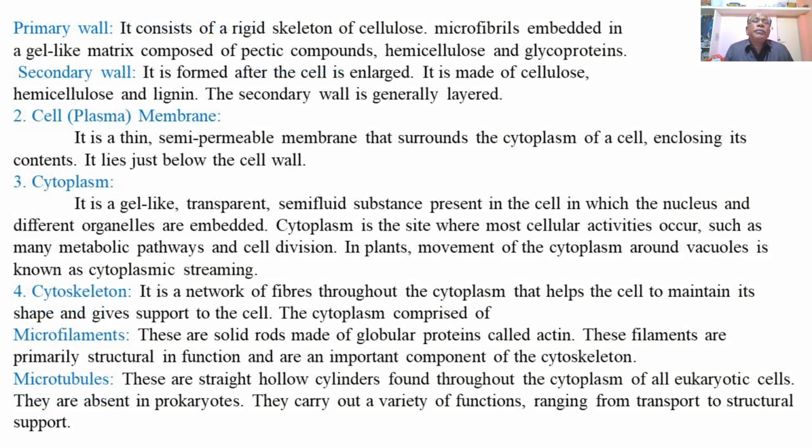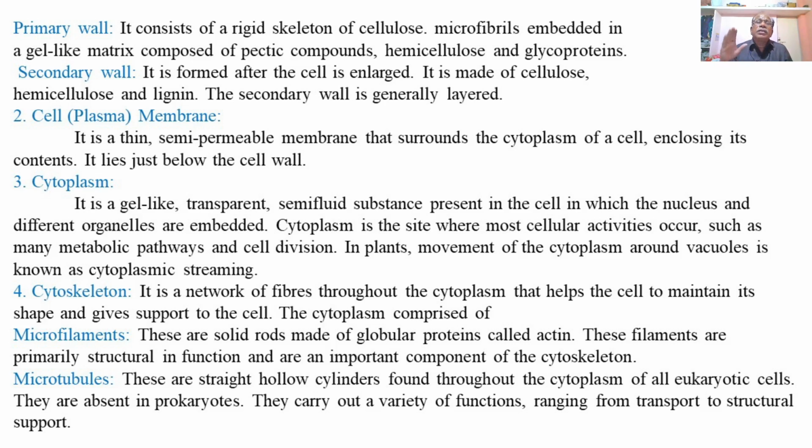Then the primary wall consists of a rigid skeleton of cellulose microfibrils embedded in a gel-like matrix and composed of pectic compounds, hemicellulose and glycoproteins. Then the secondary wall is formed after the cell is enlarged. When the cell is fully grown, at that time the secondary wall is formed, which is made up of cellulose, hemicellulose and lignin.